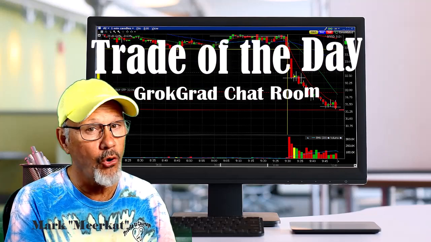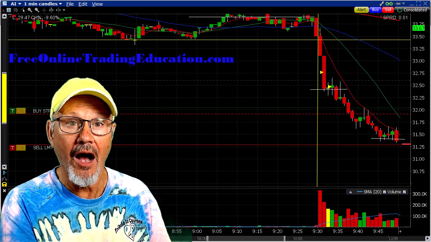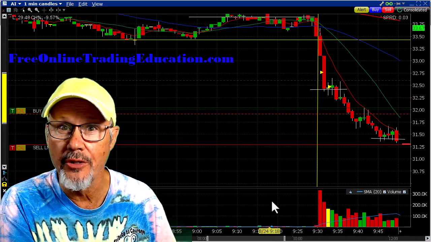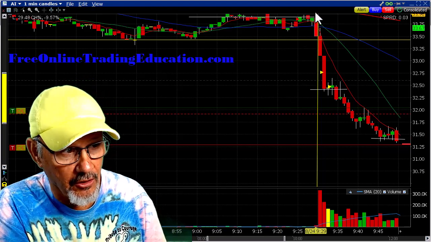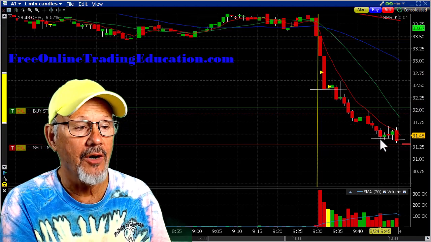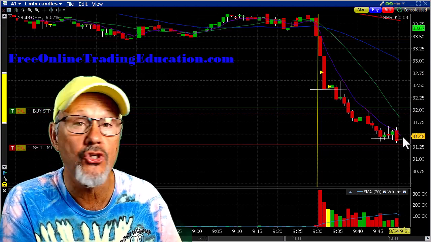Today was a low base breakdown, and the stock we were trading was AI. Here it is at opening. These are 1 minute candles. I'm going to show you the setup. It was falling down, did a low base right here, and then it was dropping. It did another low base. This is a high probability possible short entry.